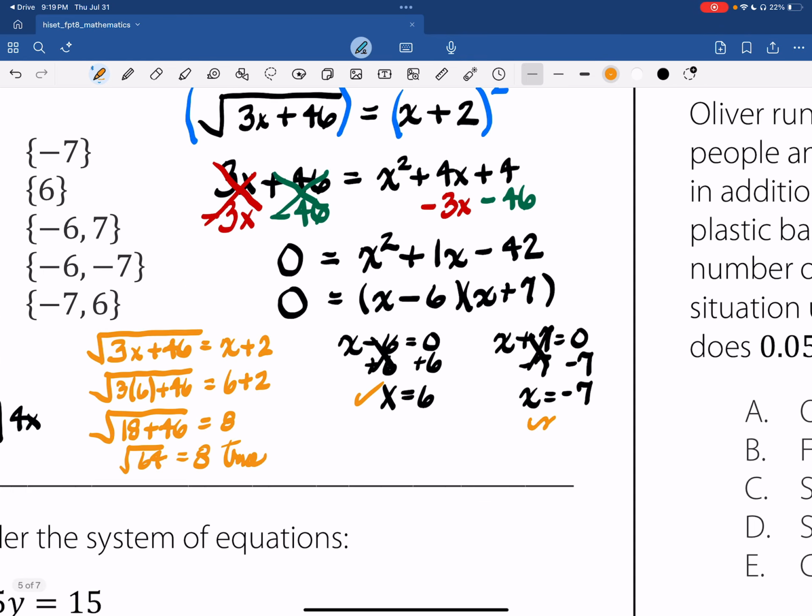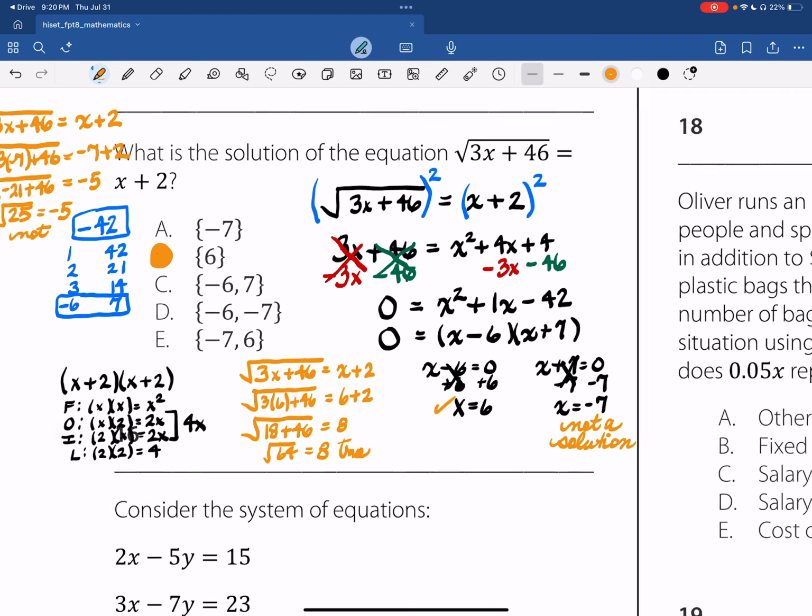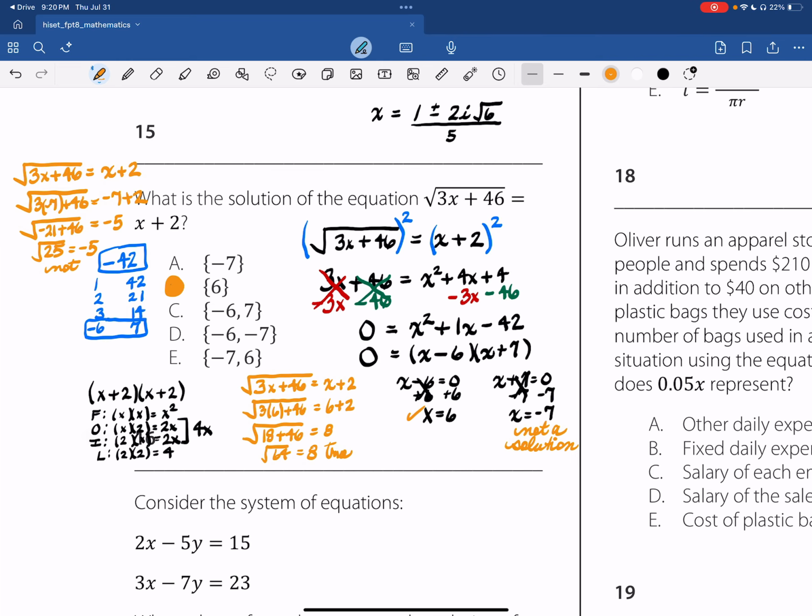So this is not a solution. So your answer is not E. It's actually B, as in Bravo. The 6 is a solution, but the negative 7 is not a solution for that equation. Be very careful with that one. It is not an easy problem.